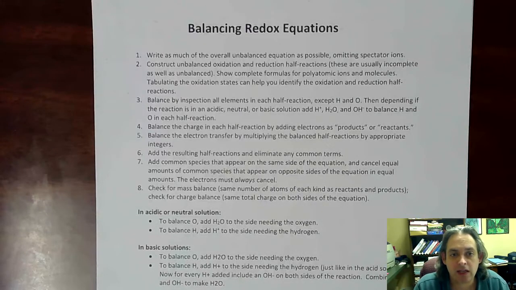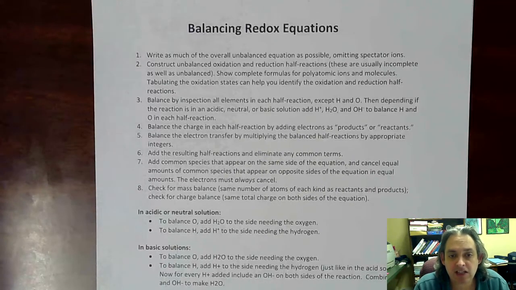Step 1 is write as much of the overall unbalanced equation as possible. When you're doing this, you're going to remove or omit any spectator ions that might be present. Step 2, you're going to construct unbalanced oxidation and reduction half reactions. These are usually incomplete as well as unbalanced, so don't worry about balancing these half reactions just yet. You're going to show the complete formulas for any polyatomic ions and molecules.